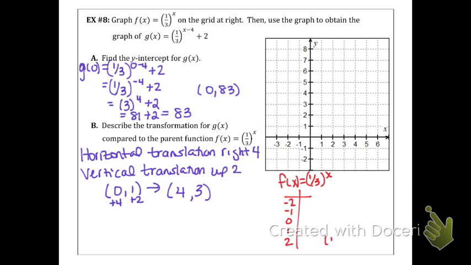So this will give me 1/3 squared, which is 1/9. 1/3 to the first, which is 1/3. 1/3 to the 0 is 1. Now here we have 1/3 to the negative 1. Remember, the negative makes a fraction flip, so that's 3 to the 1, which is 3. And then we have 1/3 to the negative 2, which is the same as 3 to the positive 2, which is 9.